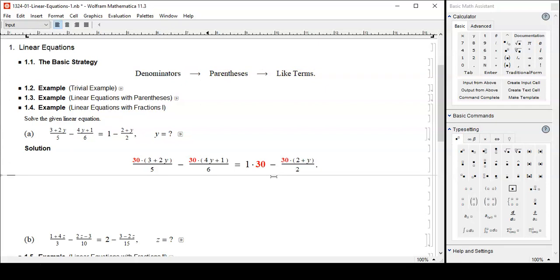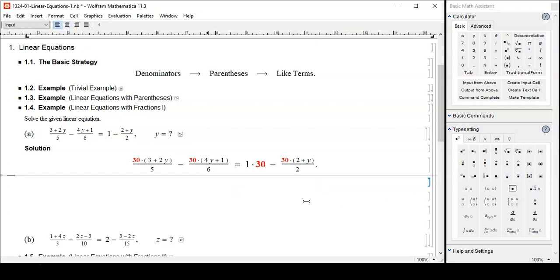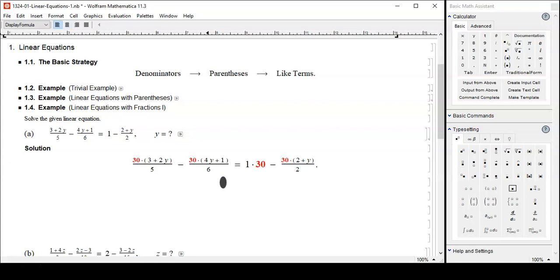Let me copy and paste that. Now, 30 divided by 5, what is it? Now, it's better to just go straight in. 30 divided by 5 is 6. Okay, that's the first term. 30 divided by 6 is 5. So left-hand side is done.